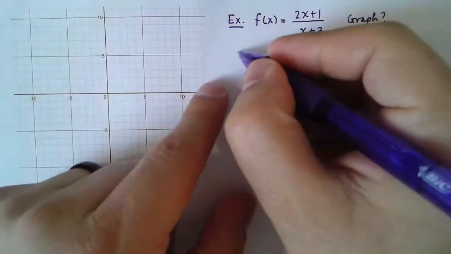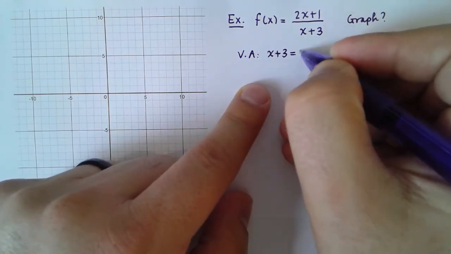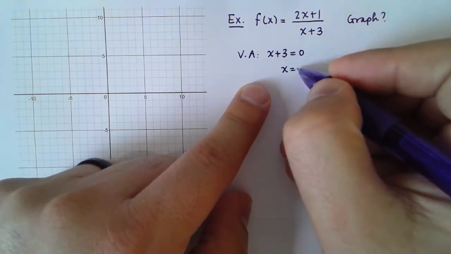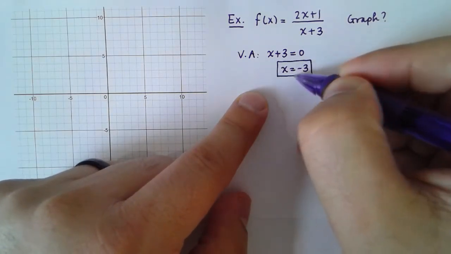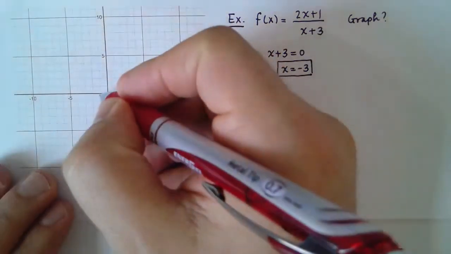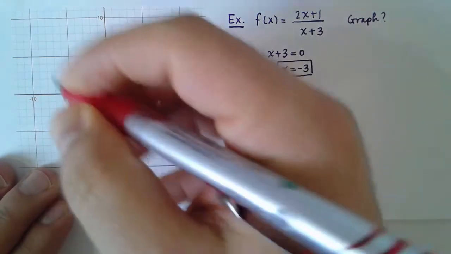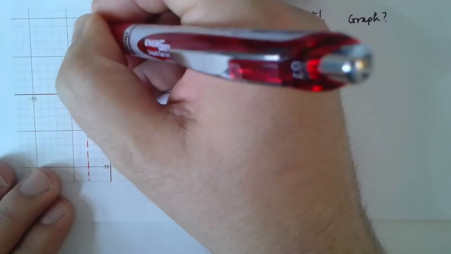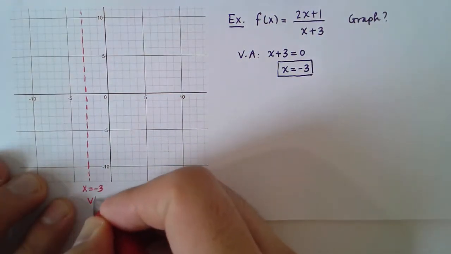First thing, you can look at the vertical asymptote. So set x plus 3 equals 0. So we get x equals negative 3. So that's my vertical asymptote. I can graph that one, x equals negative 3, right here. That's the vertical asymptote, x equals negative 3.